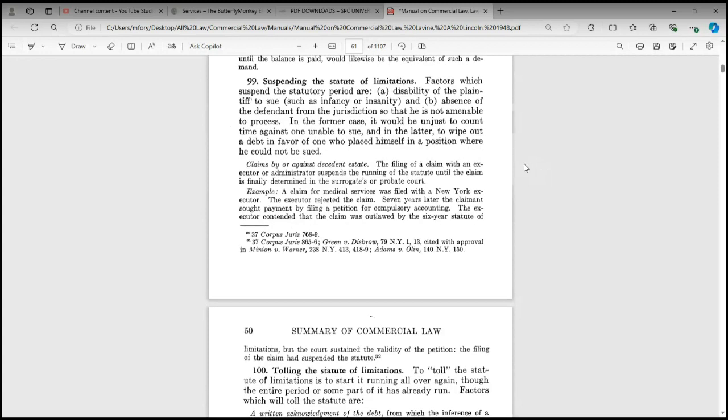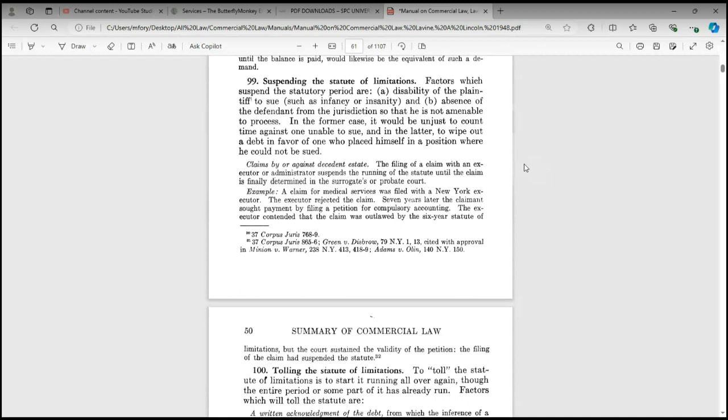Suspending the statute of limitations. Factors which suspend the statutory period are: A. Disability of the plaintiff to sue, such as infancy or insanity, and B. Absence of the defendant from the jurisdiction so that he is not amenable to process.